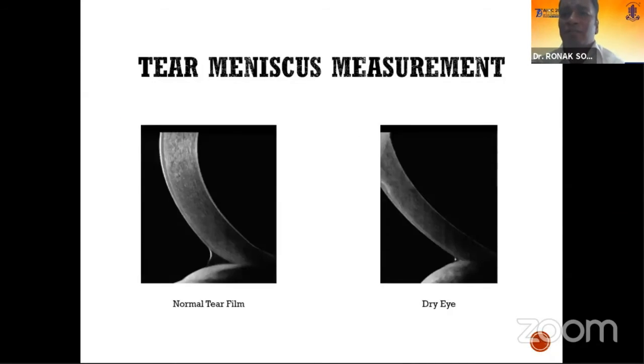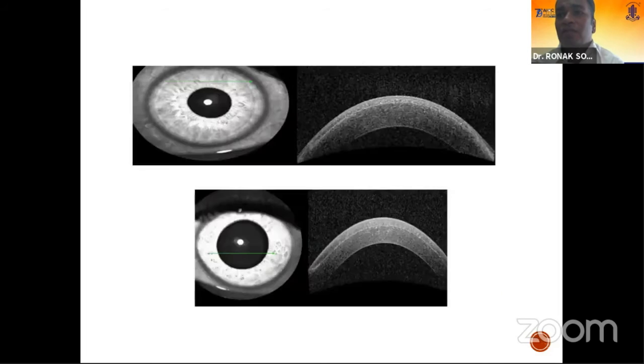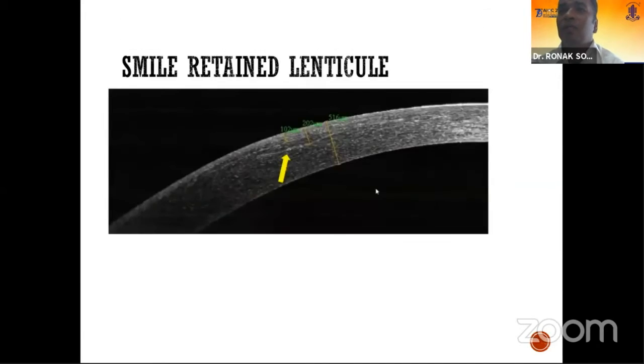Then there is tear film assessment, where you can see the tear film height, which is reduced in dry eye cases. In refractive surgery, you can do epithelial assessment, flap assessment, SMILE cases, and if you want to do retreatments based on the depth of the flap. These are the characteristic planar and meniscus flap of the LASIK flaps. There is something called interface fluid syndrome, which can be detected and monitored over time during treatment. Retained SMILE lenticule can be manually removed based on the extent and depth of the involvement.